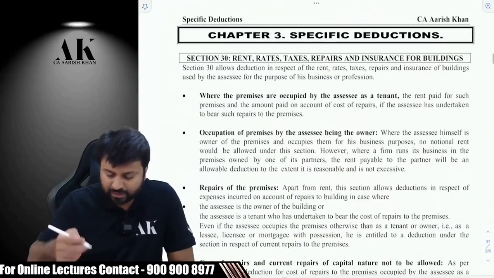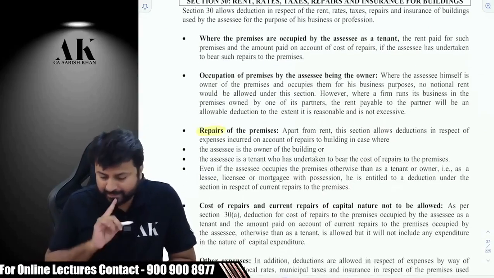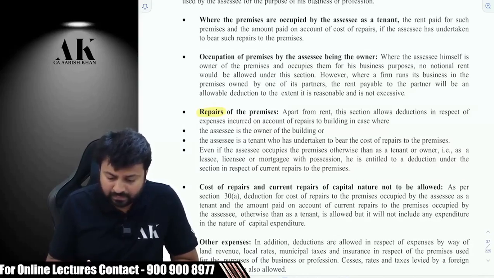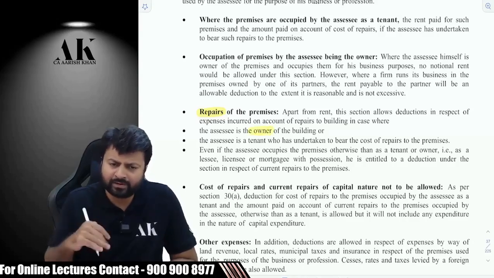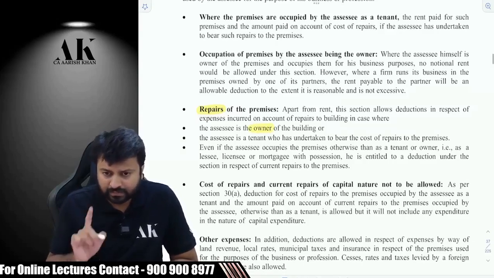Now, this is your section 30 and this is the point of your repairs. So, I am just reading it. Pay attention. Apart from rent, this section allows deduction in respect of expenses incurred on account of repairs to building, in a case where the assessee is the owner of the building. So, if I am the owner, I am incurring some repair, it will be allowed as deduction. Okay. Second point. Listen carefully.